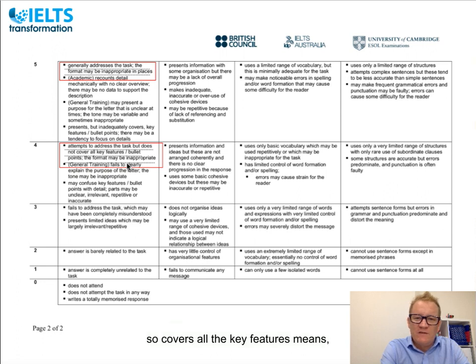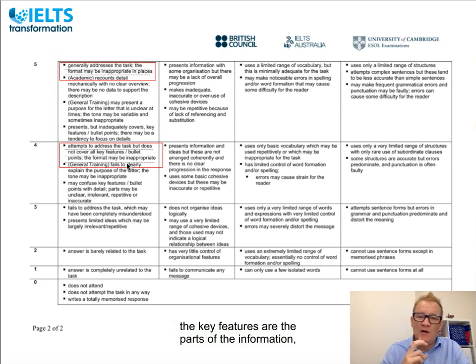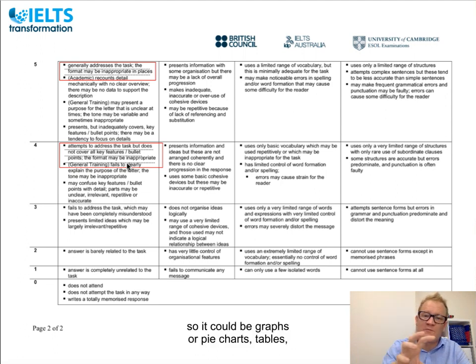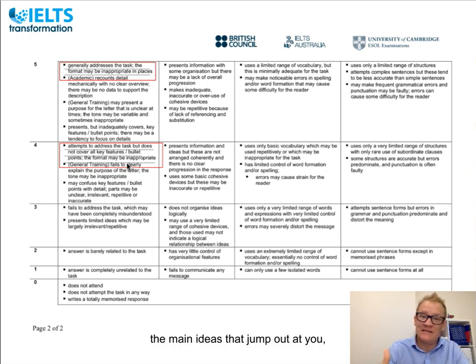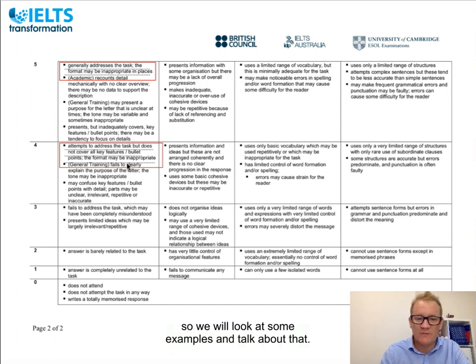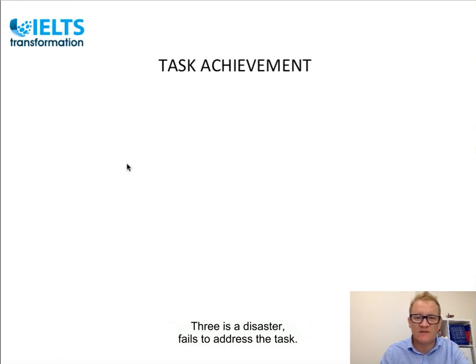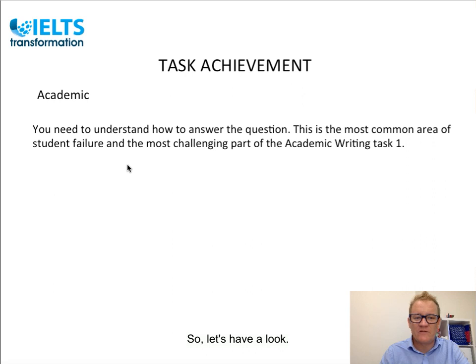So covers all the key features means the key features are the parts of the information, so it could be graphs or pie charts, or tables, or bar charts, or the diagram map, or the process. So the key features are the main things, the main ideas that jump out at you. So we will look at some examples and talk about that. So you've got to cover the requirements of the task, okay? 3 is a disaster, fails to address the task. So let's have a look.